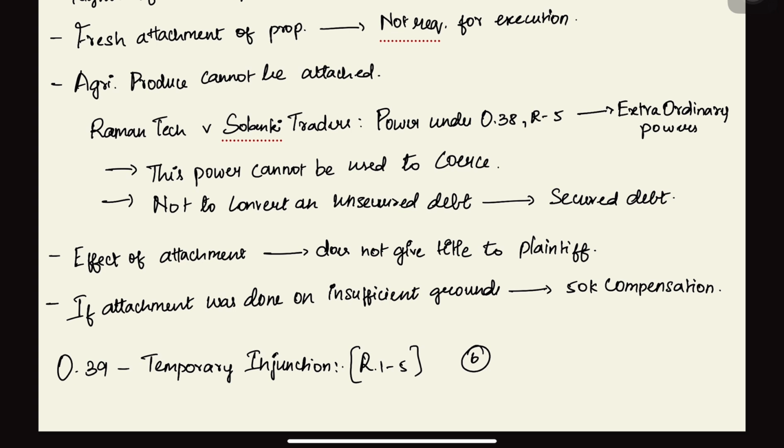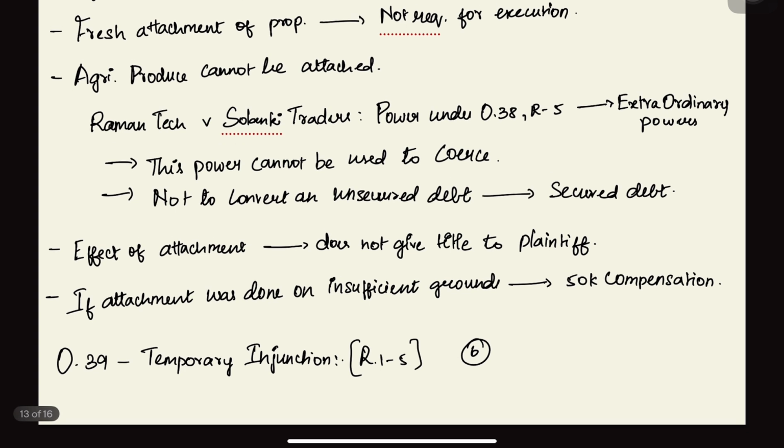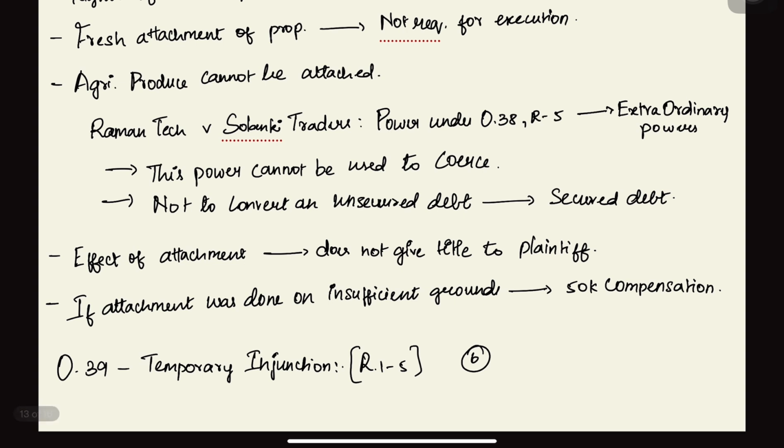So the effect of attachment is not equal to conferring title to the plaintiff. No, it is not the case. So you're not conferring title to the plaintiff here. You're just attaching the property. You're generally restricting the defendant from using his power to alienate. So attachment is not equal to conferring title. If attachment was done on insufficient grounds, the same 50,000 compensation must be paid by the plaintiff.